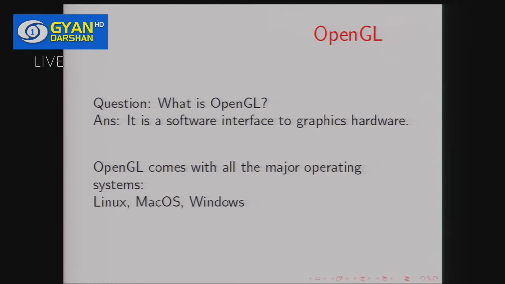Apart from this, the programming language editor that we use is Code::Blocks. In the Code::Blocks manual, you will find how to open an OpenGL project, and you can write computer graphics programs using that interface. This OpenGL is available on all the major platforms, Windows, Linux, and Mac operating systems.